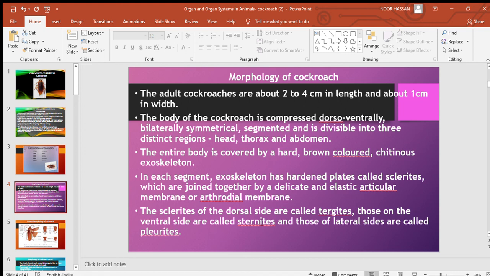The sclerites of the dorsal side are called tergites. So these hard plates, which are generally called sclerites, but particularly those on the dorsal side, are called tergites. And those on the ventral side are called sternites. And those which are present at the lateral sides are called pleurites.